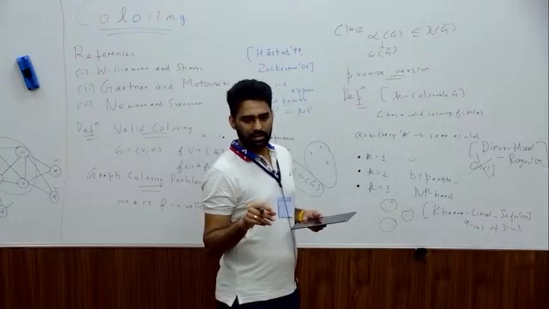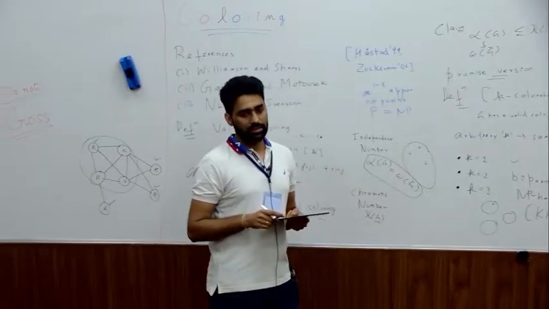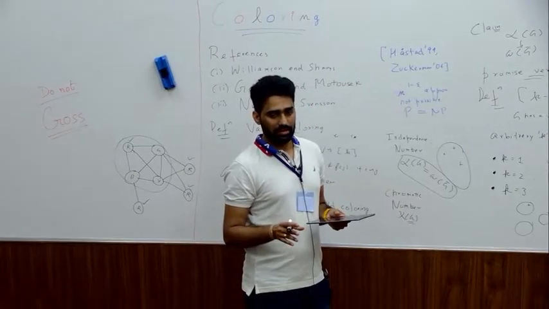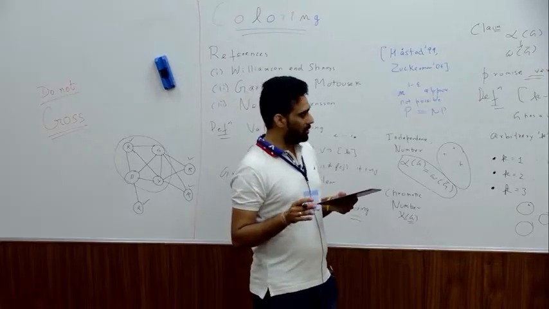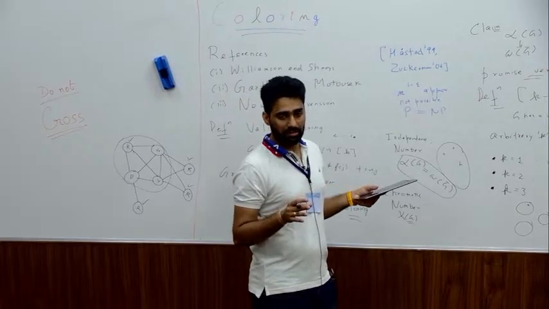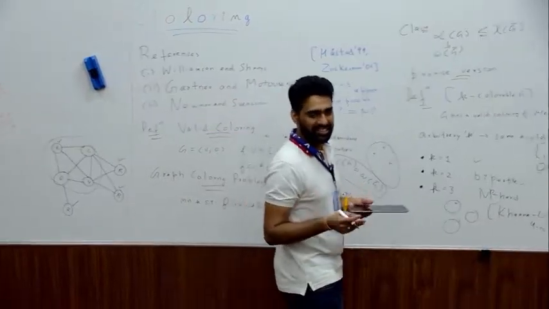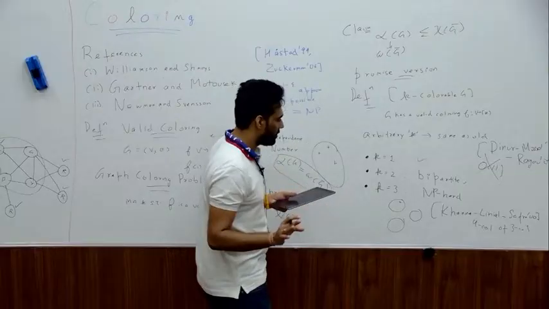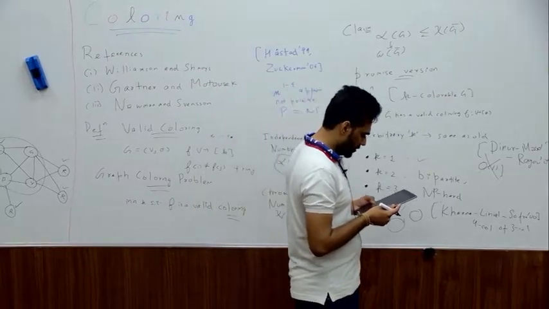Let me confirm what we are doing once again. In the promise version, we are given an input k and we are promised that the graph is k colorable, for example 3 colorable, and we have to return a valid coloring. I also said that even deciding whether a graph is 3 colorable or not in general is NP hard. Of course, in the promise version you can decide it.